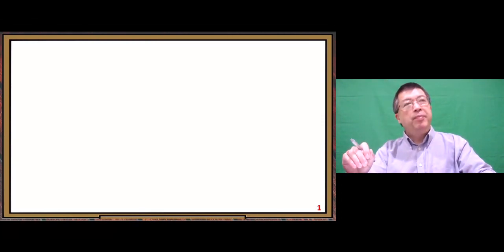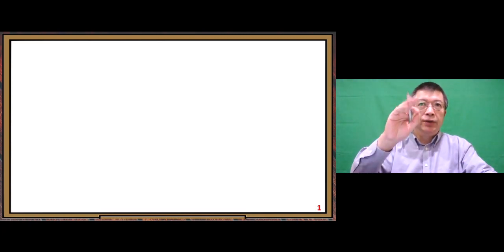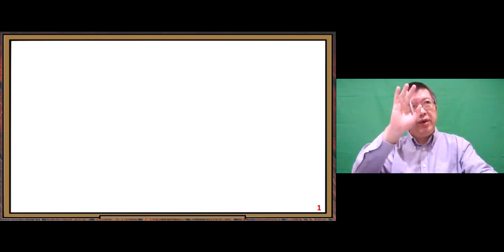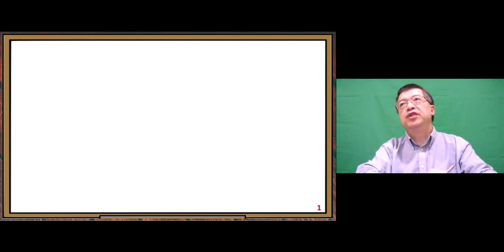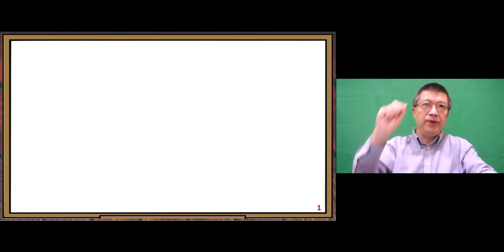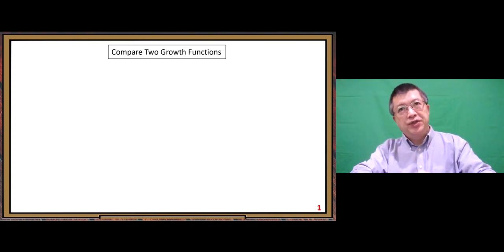In 8.4, we found two running time efficiency functions, because we used two algorithms. For this one, we want to compare which one is better. All right, so let's look at those two functions first.